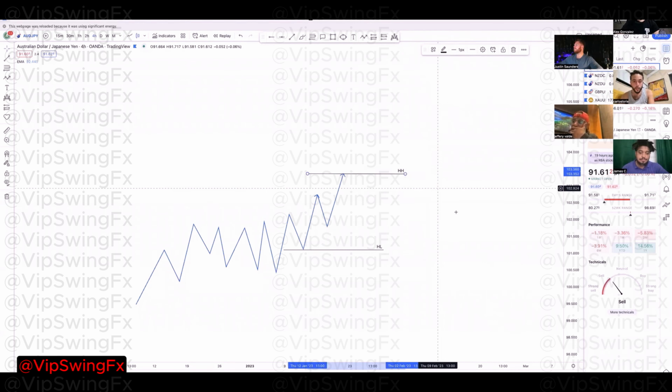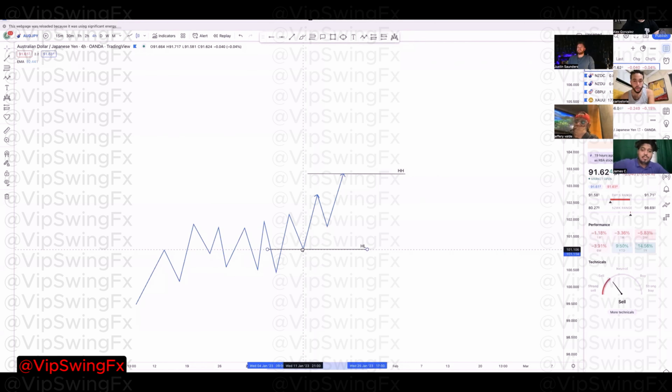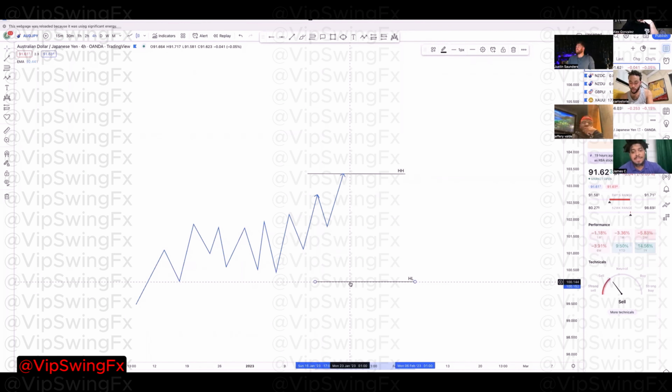Okay, perfect. Now, would the higher low stay at this point? Would the higher low go to 1, 2, or 3? Where would the higher low go? Okay, perfect. Correct. So the higher low goes to number 3, which is the last structure point.